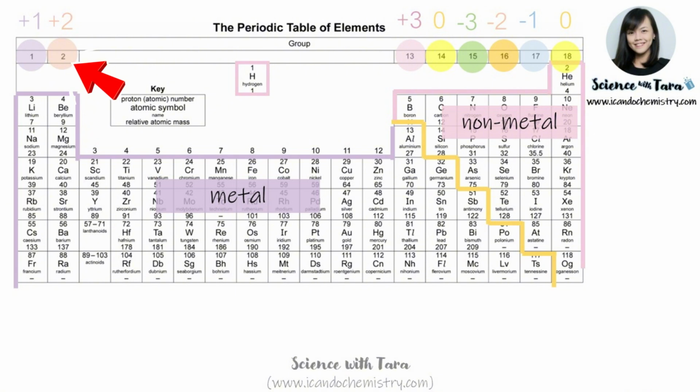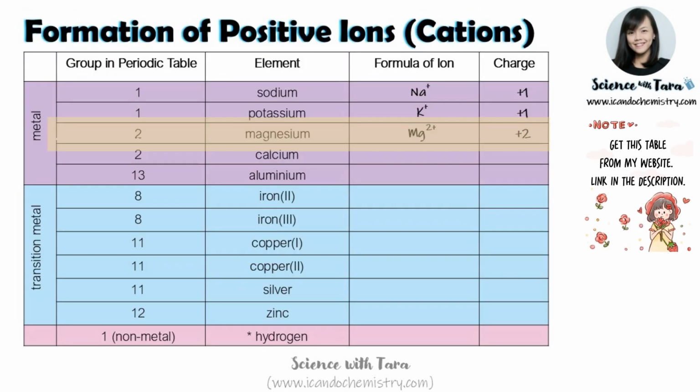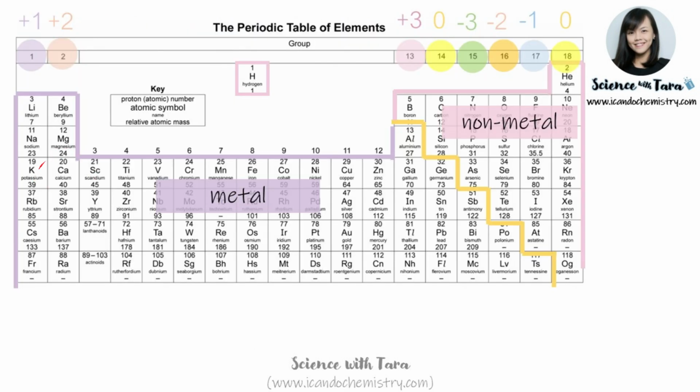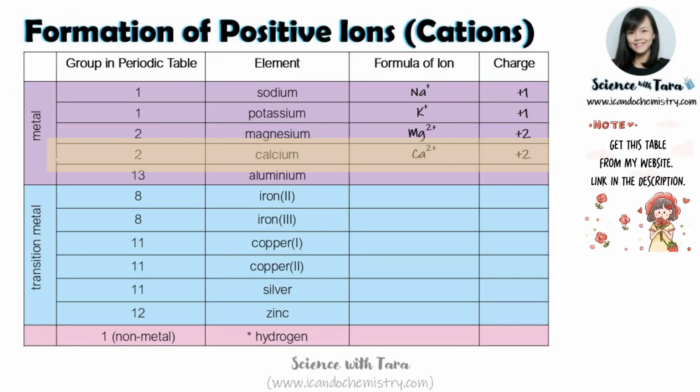For group 2 elements, they form ions with a charge of positive 2. Magnesium ion has a charge of positive 2 and the formula is Mg2+. For calcium ion, the charge is also positive 2 and the formula is Ca2+.